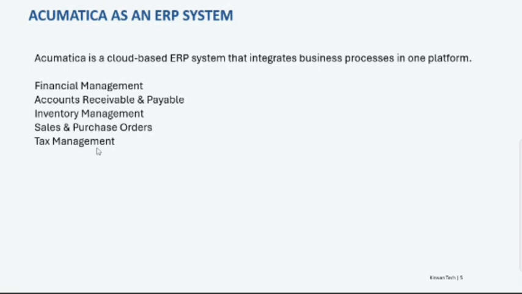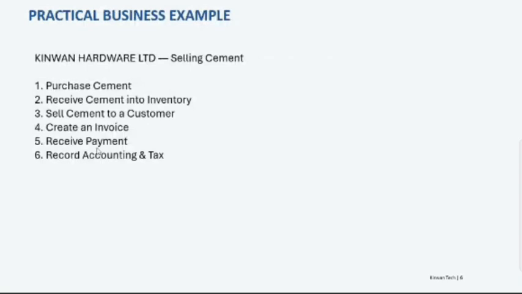So it handles different modules which are hosted under one system, and they take a process workflow which you can monitor, and it usually gives out lead time tracking of every aspect of the business. So we need to go to a practical business example of what I mean. We can take a scenario of Kin 1 Hardware Limited. This is a hardware which is selling cement.